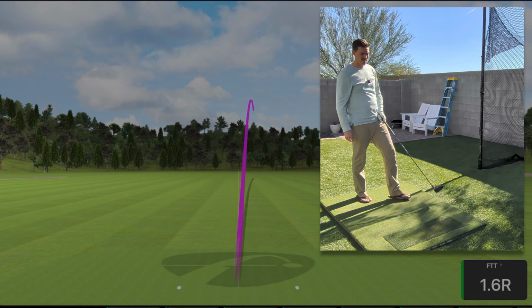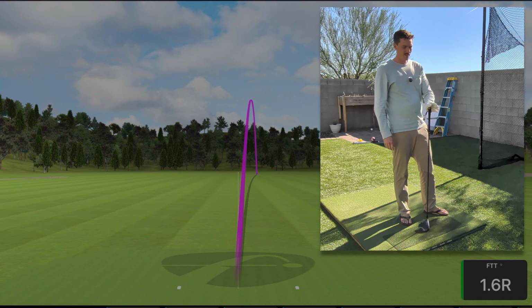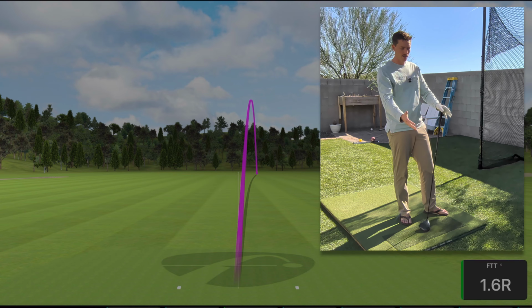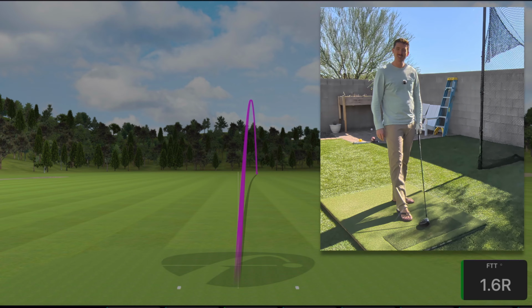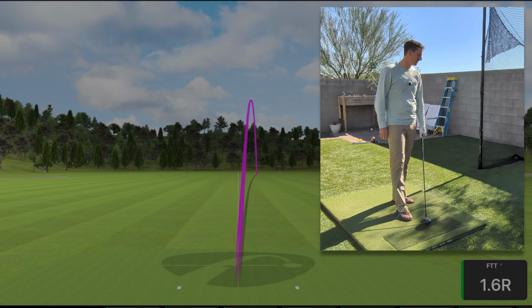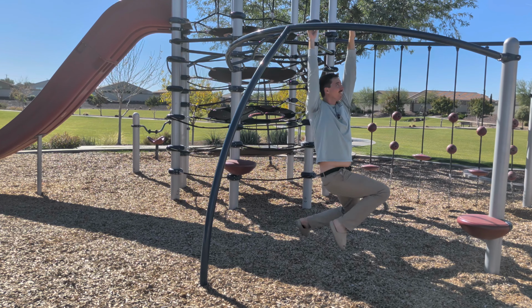All right, 1.6 degrees right. That's not horrible. Okay, and you can see, look, the ball is way more on line. That's what we're looking for. We want to hit the ball straight. Let's move on to the third point.